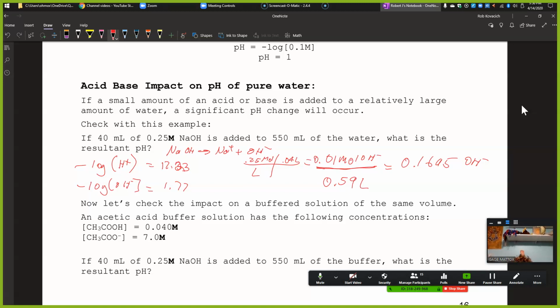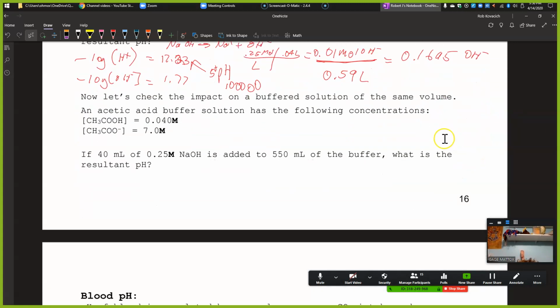Okay, so what happened to the pH of this water when I added a small amount of dilute sodium hydroxide? It went up by more than 5 pH units, right? So that means it went up by more than 100,000. It's 100,000 times more basic. You okay with that?